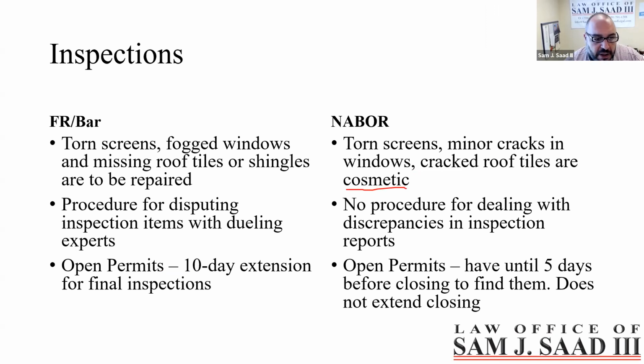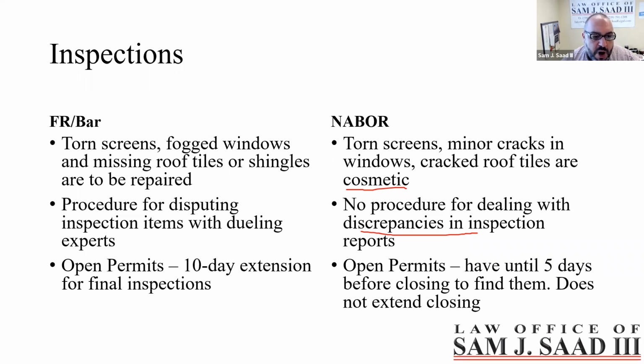They're cosmetic. And then the FAR-BAR has a procedure for dealing with disputed inspection items by using dueling experts. My inspector and your inspector get together and pick a third inspector who decides whether something is actually defective. Whereas under NABOR, if there are discrepancies in the inspection report, then the parties have to figure it out and negotiate, and ultimately the seller can accept, reject, or counter the buyer's election.